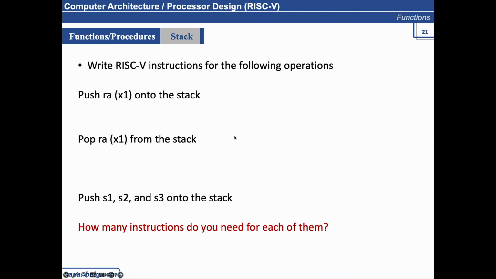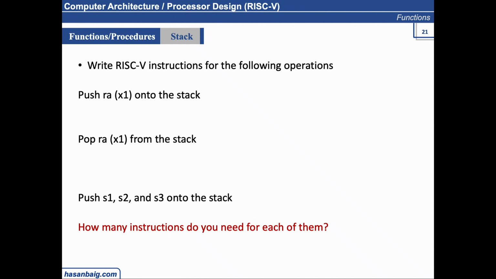How many instructions do we need to execute these following operations? Let's first talk about the first two. First, try to understand the first one: push RA x1 onto the stack. Answer me what we are trying to push here. What does x1 hold? You have the reference sheet in front of you. What is it used for? x1 holds the return address.